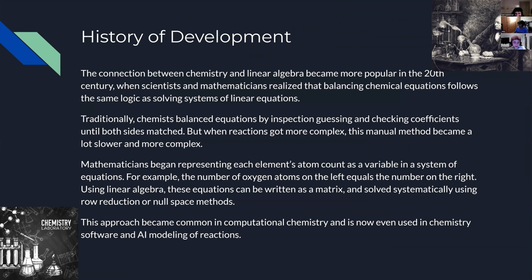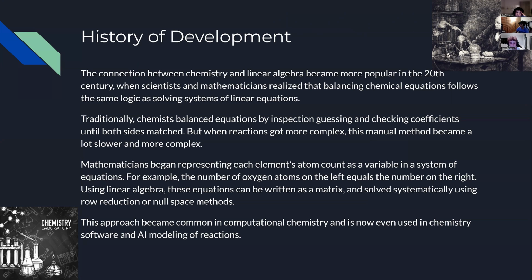chemists realized that balancing a chemical equation is basically the same as solving a system of linear equations. So before that, chemists balanced equations or balanced reactions by inspection, basically guessing numbers until both sides matched. That worked fine for simple reactions, but once you got dozens of elements, it became really hard to do it by hand. So they started representing the atom counts as variables and writing them in matrix form. Each row corresponded to an element, and solving the matrix gave the correct coefficients.